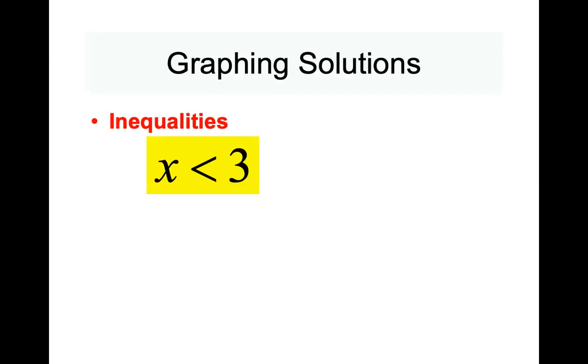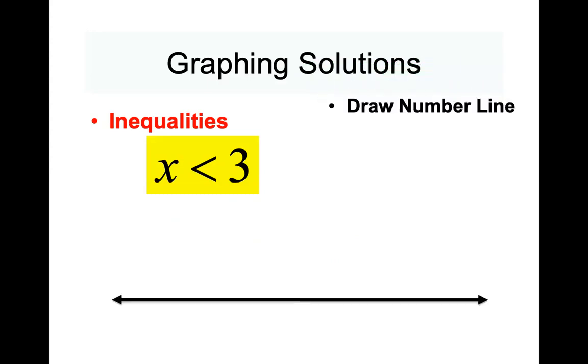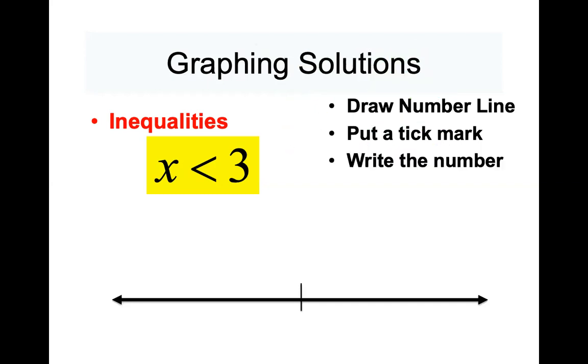So let's graph this one. Here we go. Who did we leave off on? Macy, was it you? Tell me what to do. We're just going to graph this one on the board. First step. Draw a number line. Done. And then put the tick mark. Okay, done. And then write the number. What's the number here? 3. Done. And then open circle.